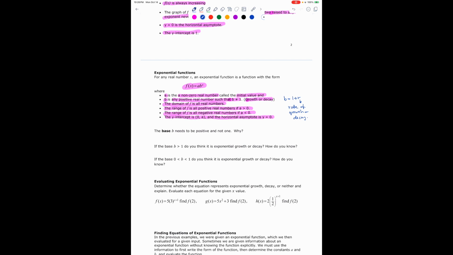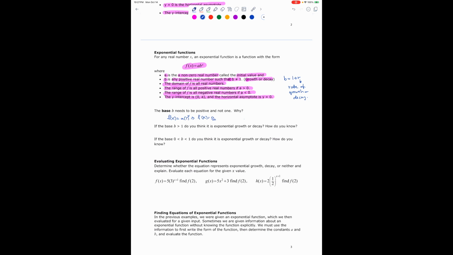And b has to be not equal to 1, because if it is equal to 1, then we're going to have f of x equals a times 1 to the x power, which is basically f of x equals a, and that is a constant because a is a non-zero real number. So in this case, we're dealing with a constant function instead of an exponential function. We're not going to have any growth or decay if b is equal to 1. That's why b cannot be equal to 1.